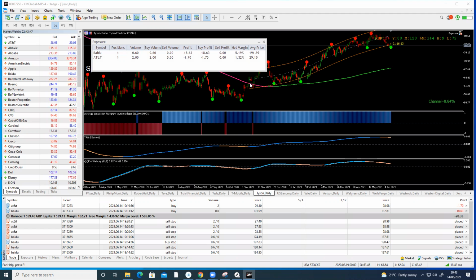But anyway, I see Tyson, the blue line is above the zero. The Trix 55 is above zero. The QQE velocity is above zero. These are just momentum indicators to tell us where the momentum is, right? Okay, so I said, fair enough. This is what it is.